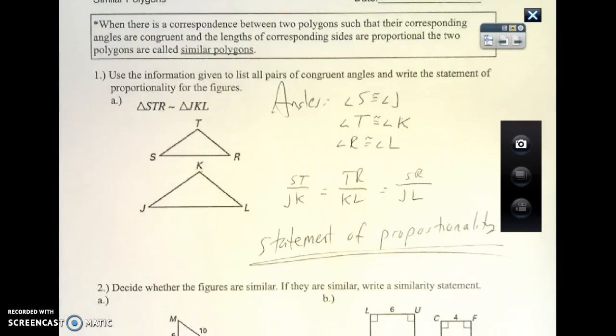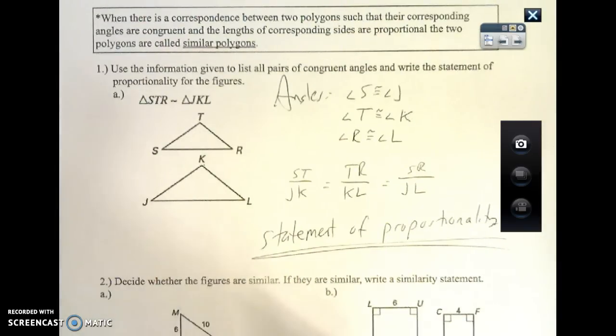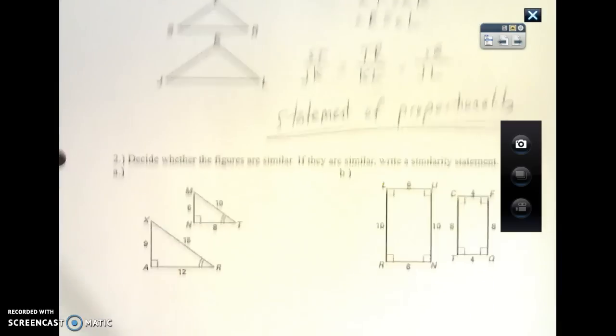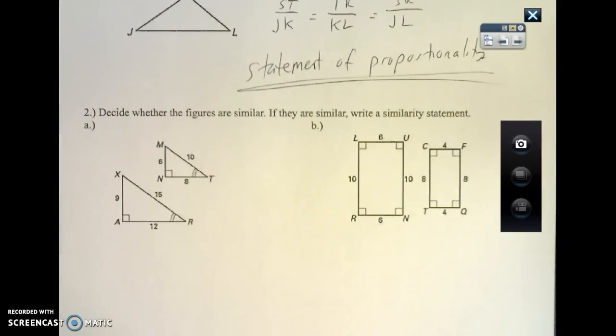Okay. Now, you're wondering, I went from small to big. What if you went from big to small? You're fine as long as you're consistent. What you're going to find out is that all of these fractions must be exactly the same. In order for these to be similar, they have to be congruent. That's what we're looking for. Okay? Alright.